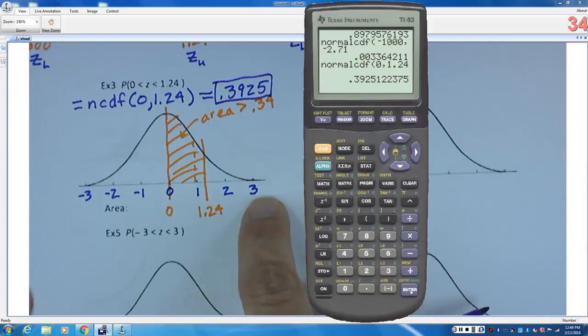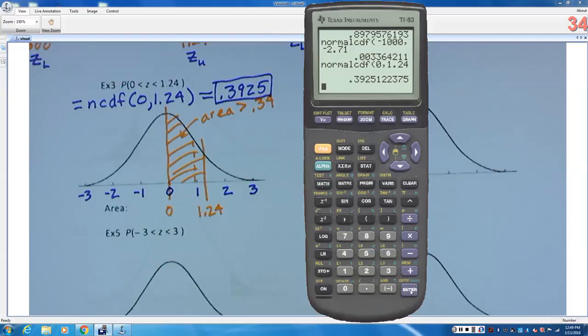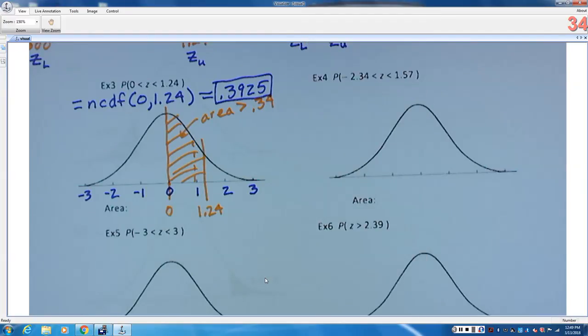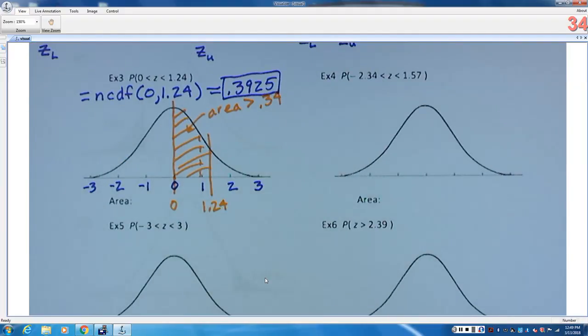But labeling your graph, shading, that's all part of your points. Probability notation, if I asked you in words, that would be part of your points. Okay. All right, see if you can do the next one, between two numbers. Well, you should always ask, does my answer make sense? Okay. See if you can get the next one.